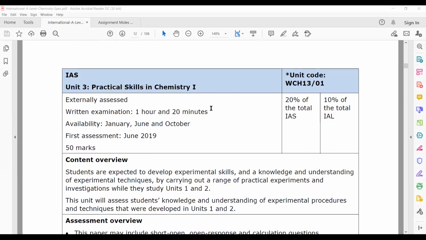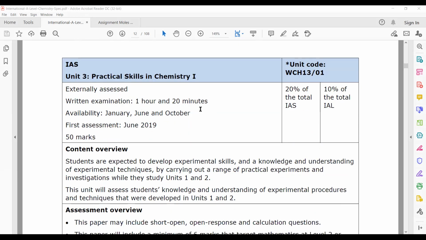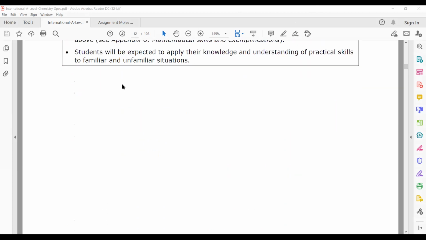Then unit 3 is like alternative to practical, as you used to give in O levels. The paper 6, it's similar to that. Duration for this exam is 1 hour and 20 minutes. 20% of AS result is based on this, and 10% of A level result is based on this. And total marks for this paper 50. So basically it's 80, 80, and 50, but it is converted to 120, 120, and 60. So that total AS will be 300 marks. And this covers all the experiments.